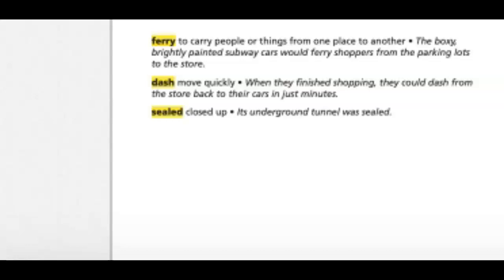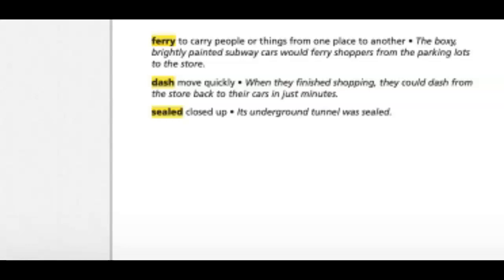Our next word was the word dash. Dash. The word dash means to move quickly. In our story, the word dash is used when we say, when they finished shopping, they could dash from the store to their cars in just minutes. So that means they could move quickly from their store to their car.